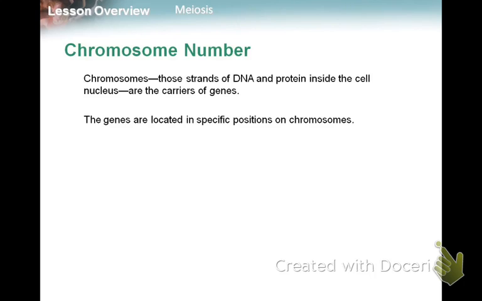Remember that chromosomes are the carriers of genes. There are hundreds to thousands of genes on every single chromosome, and those genes are located in specific positions along the chromosomes.